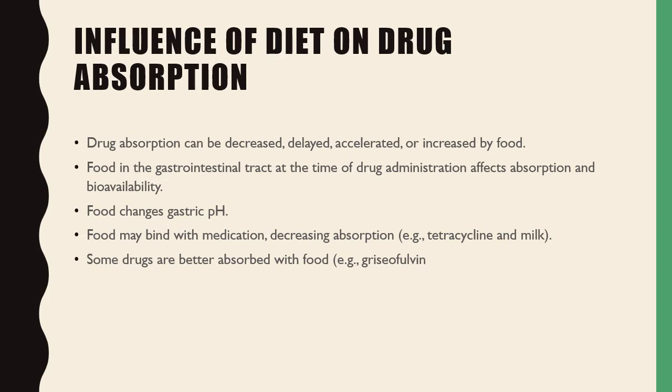Also, food changes gastric pH, which we can see as a problem for our patients who have gastroesophageal reflux disease or have a history of ulcers. So we have to be cautious about what foods they're eating in relation to different medications they're taking, such as, we've used this example before, something like an anticoagulant or an antiplatelet drug like Coumadin. Food combined with medication can also decrease absorption.